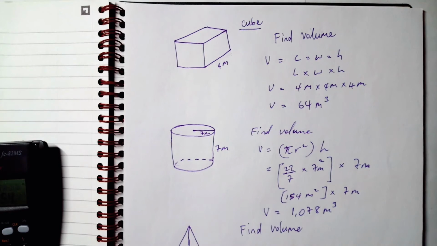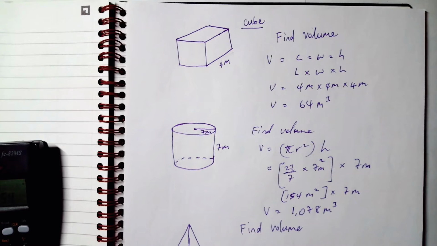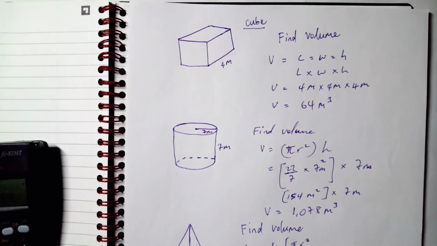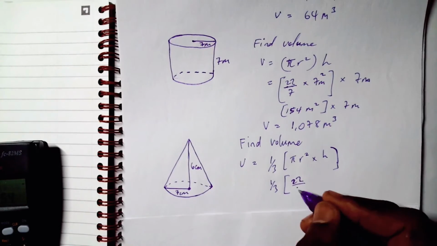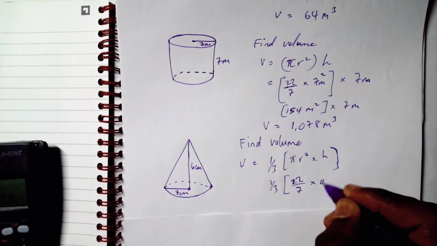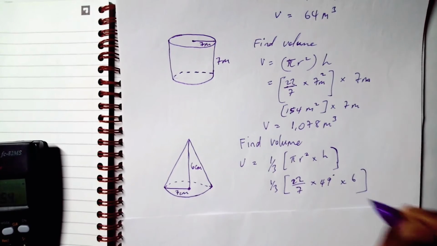One more example. Find the volume of this cone. Recall, the volume of a cone is a third times the volume of a cylinder. So it's going to be a third multiplied by 22 over 7 multiplied by 49, which is 7 squared. R squared, 7 squared, times 6.